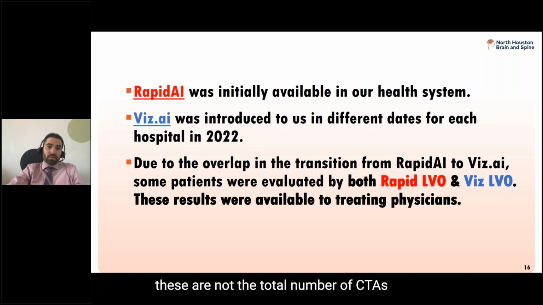Obviously, these are not the total number of CTAs we have performed in these hospitals, nor the total number of large vessel occlusions we have. However, these are the only patients that had the chance to randomly have both Rapid and Viz performed on them.